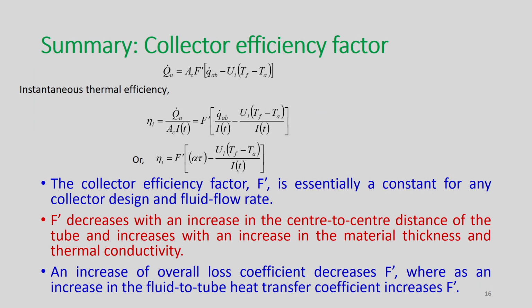Now, if we summarize collector efficiency factor, it goes something like this. We have learned how to calculate QU, and also we can calculate instantaneous thermal efficiency. This expression will be something like this if we express it in terms of F dash. This collector efficiency factor F dash is essentially a constant for any collector design and fluid flow rate. It decreases with an increase in the center to center distance of the tubes and increases with an increase in the material thickness and thermal conductivity. An increase of overall loss coefficient decreases F dash, whereas an increase in the fluid to tube heat transfer coefficient increases F dash. These are very important observations. We should keep in mind why F dash is very important as far as the design of a flat plate collector is concerned.